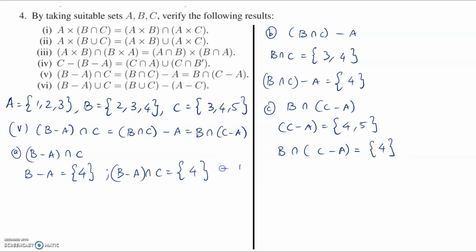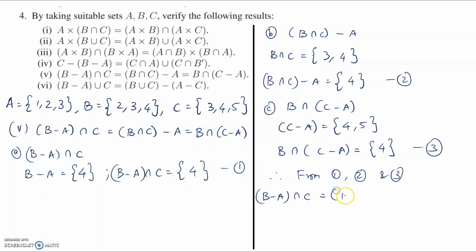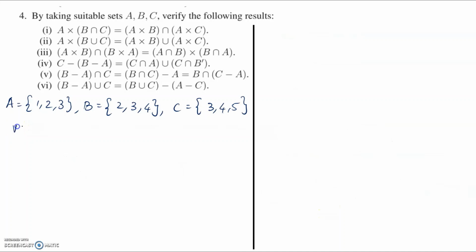So let's call this as 1, and this as 2, and this as 3. Therefore, from 1, 2 and 3, we can say that B minus A intersection C is equal to B intersection C minus A is equal to B intersection C minus A. Hence the proof.